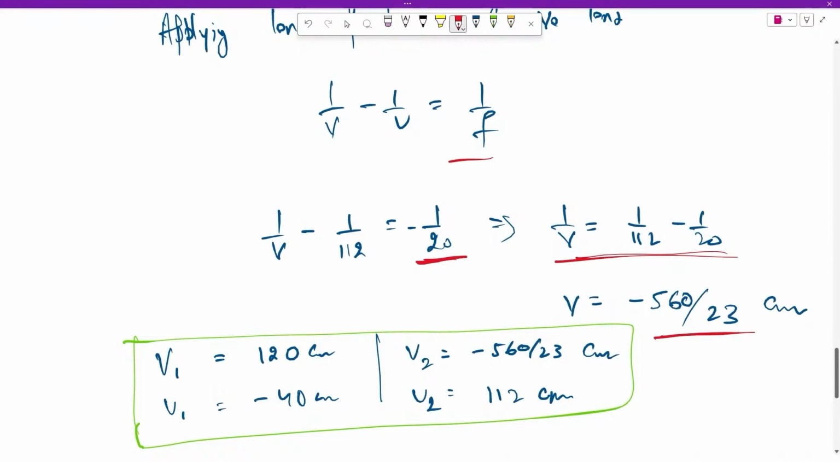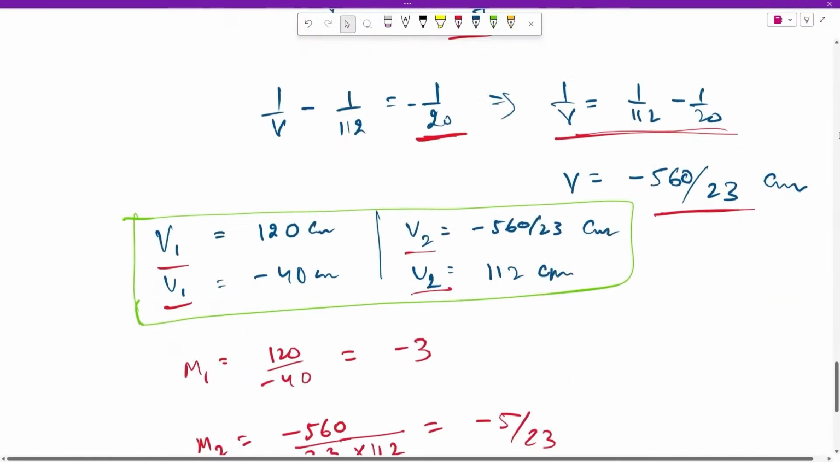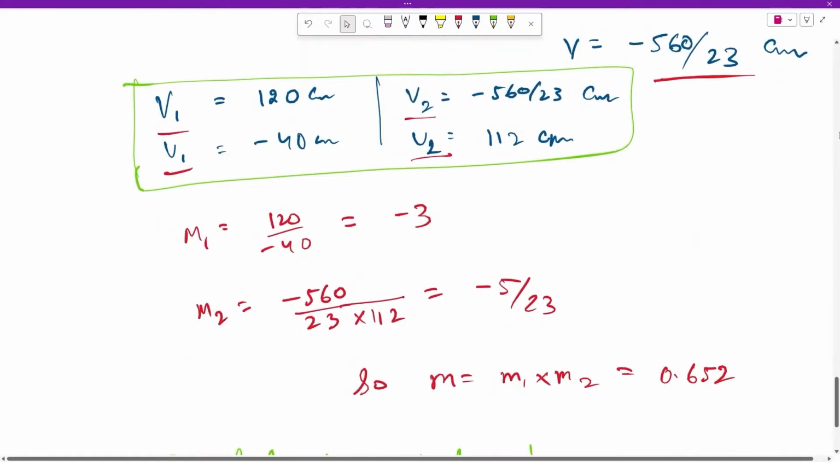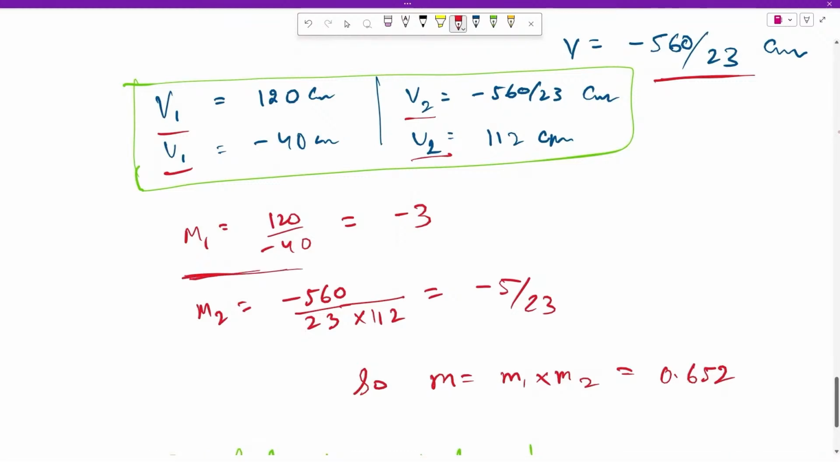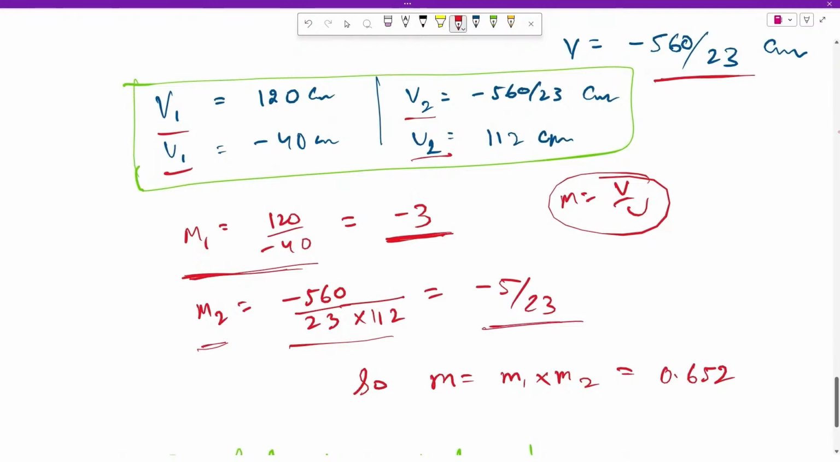So we have got these values of u1, v1 and u2, v2. Now we can find out the magnification of each lens independently, and then we can find the product of magnifications so that we can get the net magnification. So magnification for the convex lens would be m1 equals 120 by minus 40, as m is equal to v upon u. So we can divide it and get the value of magnification by the first lens as minus 3, and for the second lens similarly we will substitute the values in this formula, and we will get the value of minus 5 by 23.